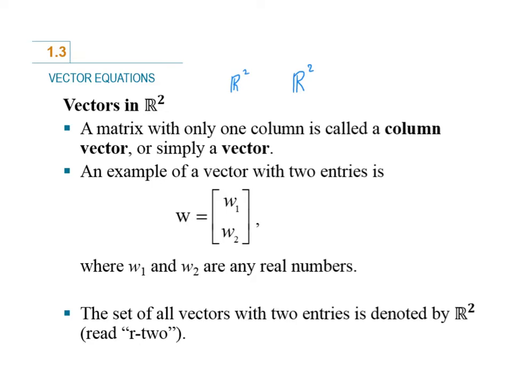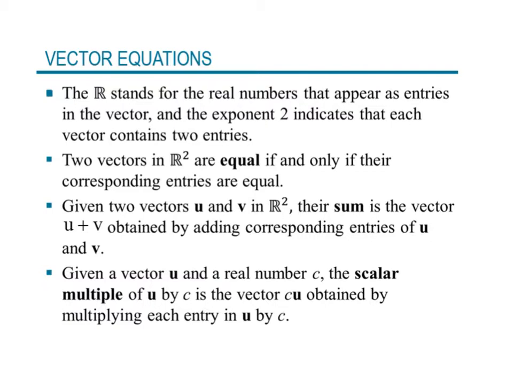Okay, so vectors in R2. A matrix with only one column is called a column vector or just a vector. One column in a matrix makes a column vector. An example of a vector with two entries looks like that. W has two entries, W1, W2, one column, it's a column vector. The W's are real numbers. And we say the set of all vectors with two entries is denoted by R2. So that capital R stands for the real numbers that appear as entries in the vector, and the exponent 2 tells me that there are two entries. So if I have a capital R and a 3, there's going to be 3 entries.